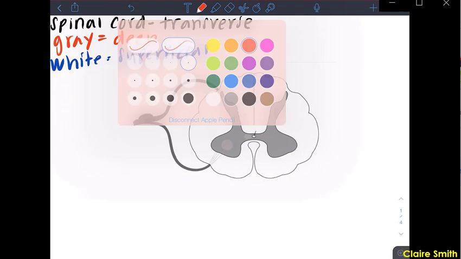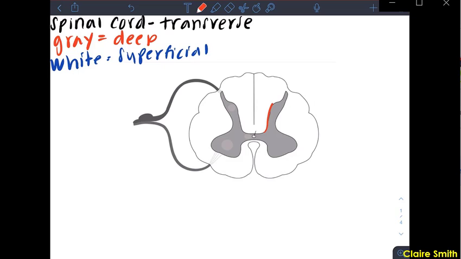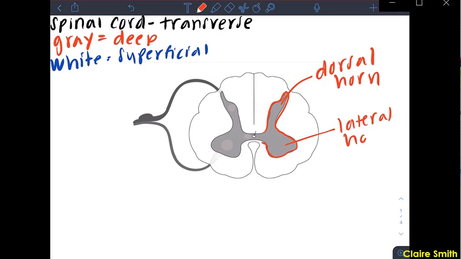Okay, so in the spinal cord, the gray matter, that deep stuff, we can divide into different sections, and the names are based on just where the area we're talking about is located. So this back side is called the dorsal horn. On the edge, we have a lateral horn, and then up front is the ventral horn. So gray matter, again, always going to be deep, named just based on where it's at, and then dorsal, lateral, ventral, but always going to be called horns.